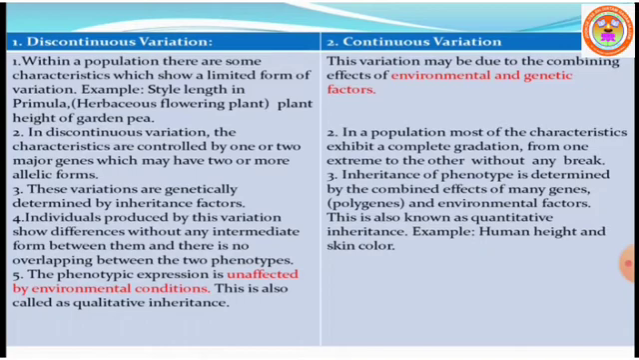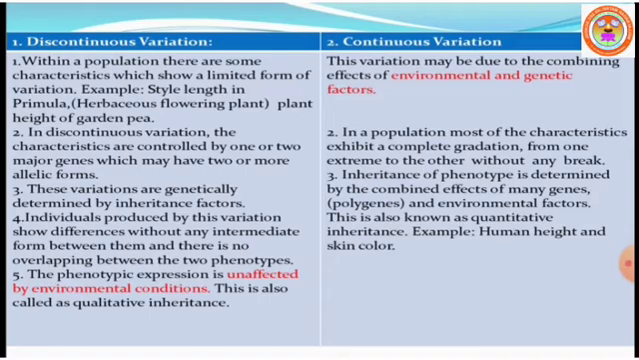In the garden pea plant, you can see two forms in stem height, namely tall and dwarf, that you already know. In discontinuous variation, the characteristic features or characters are controlled by one or two major genes, which may have two or more allelic forms. So one gene may control one character, or two major genes may control the character. Genes may have more than two allelic forms.